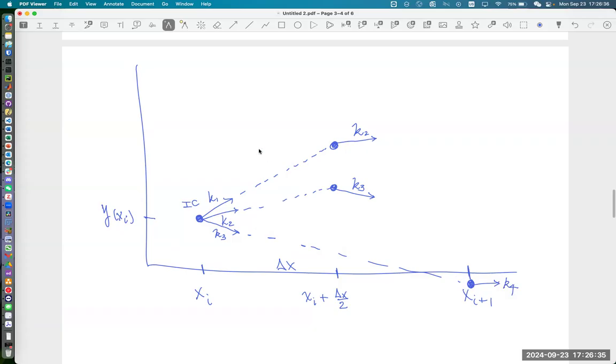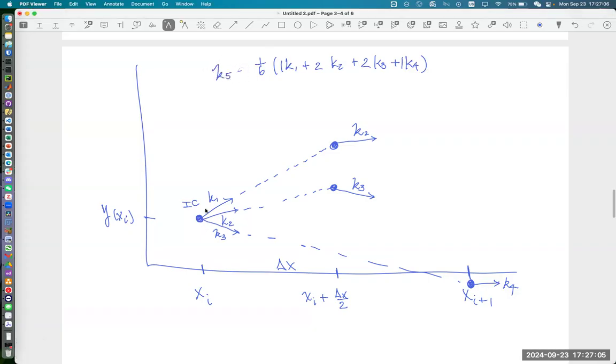And then finally, we take the weighted average of k1, k2, k3, and k4. So the weighted average is 1/6 of k1 plus 2 of k2 plus 2 of k3 plus k4. So you're basically taking 1 plus 2 plus 2 plus 1. So that's why you have a 1/6 here. So you take the weighted average, let's say this is k5.